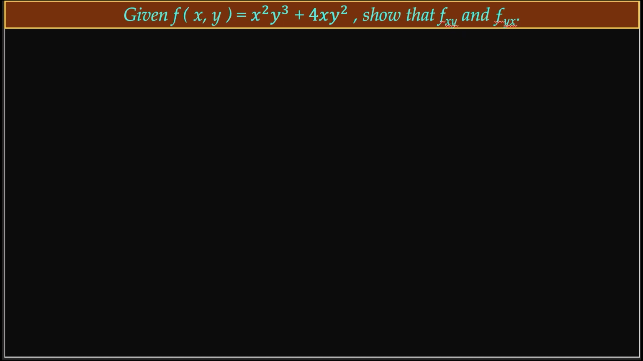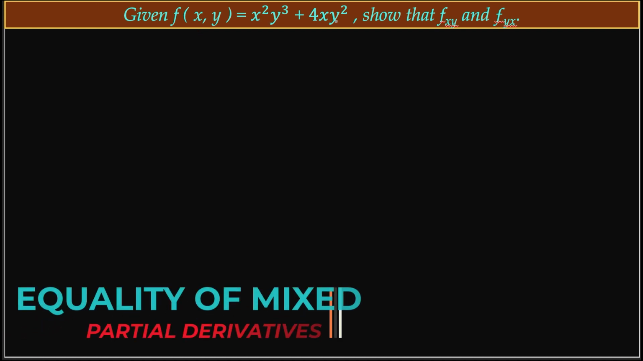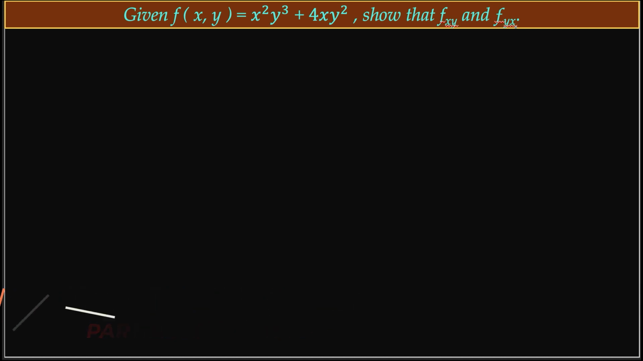Example here: given f of x, y is equal to x squared y cubed plus 4xy squared, show that f sub xy and f sub yx are equal. So we'll show that. Before we can find f sub yx and f sub xy, we'll first find what is f sub x and then what is f sub y. So f sub x, the partial derivative of this function with respect to x, is 2xy cubed plus 4y squared.